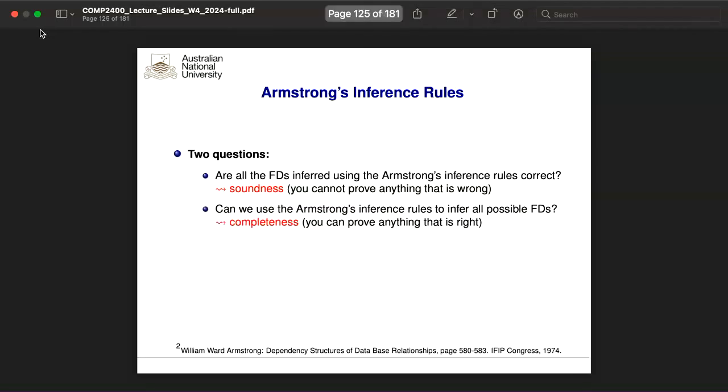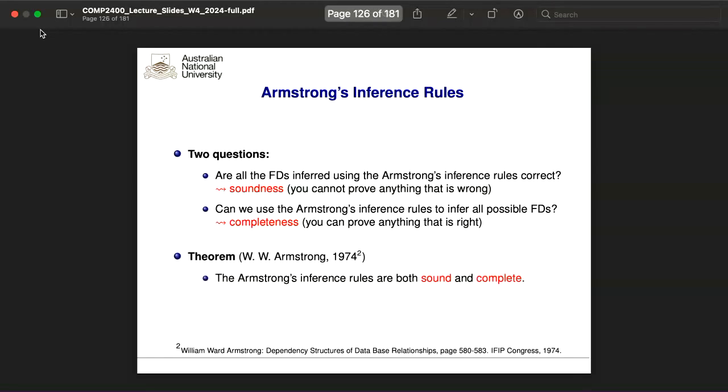Then completeness is the other direction: can we derive all implied functional dependencies just by these simple rules? If we could, that's complete. So it's really nice if we can claim that a set of rules is both sound and complete. Fortunately, the Armstrong rules have been proved to be sound and complete.